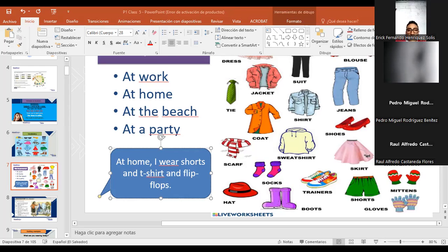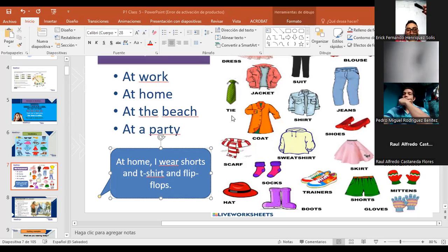Somebody said at the beach I wear shorts and t-shirts and sunglasses. And a hat. I wear shorts and t-shirts. At the beach I wear shorts and tops and hats. That's good. Okay, nice. You wear similar clothes at home and at the beach. Good. Very good. And what do you wear at a party?